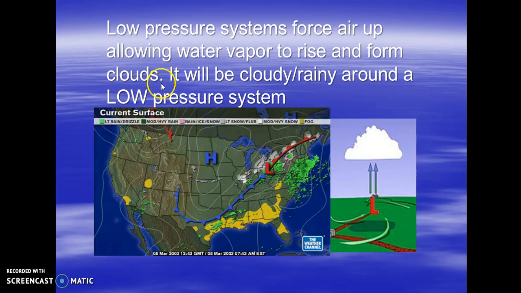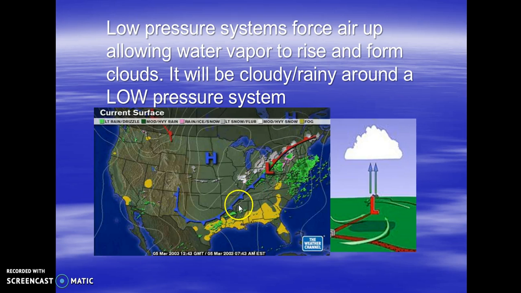All right, it's just the opposite for low pressure. Low pressure here is where the air rises and it actually carries the water vapor up through a colder atmosphere. And when that water vapor goes up through a colder atmosphere, it will condense into a cloud and it can rain. So you can see right here, low pressure system, rain on the front edge here, snow on the backside. So you get precipitation around a low pressure system.